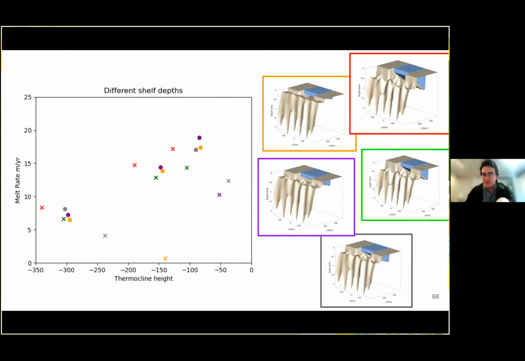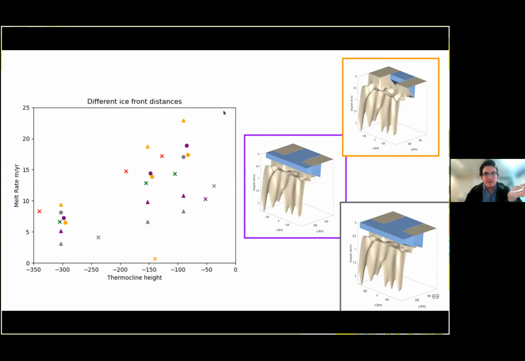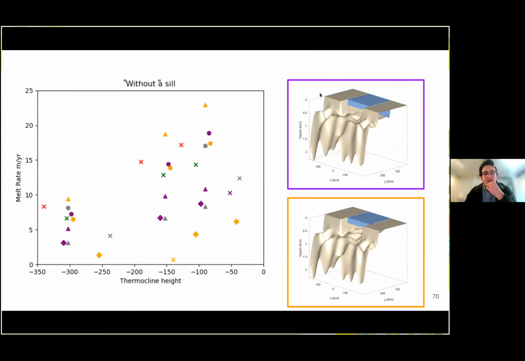We have different shelf depths that vary from, in red, a pretty deep shelf, to, in orange, something that looks like a reed, but very thin. And then we have different ice front distances. In orange, there's one that's pretty recessed, and in gray, there's one that almost spans the whole domain. We have shelves with a more prograde slope, mimicking almost as if there is no sill.